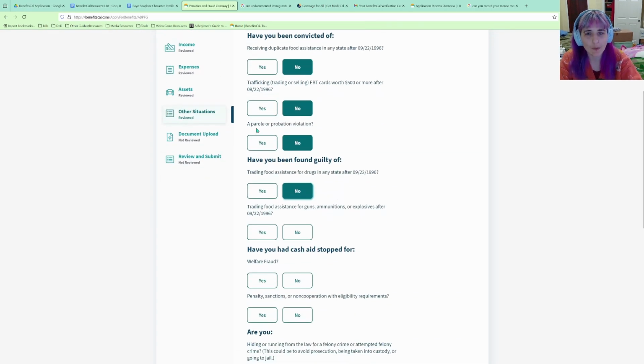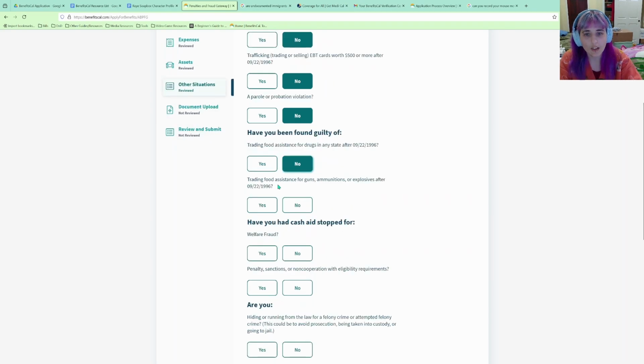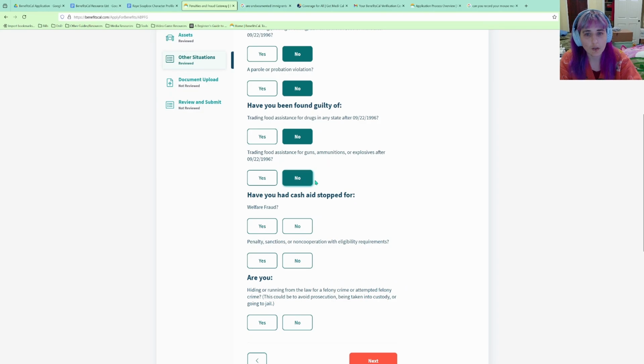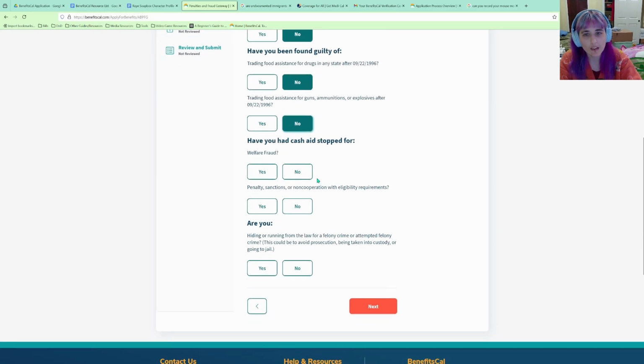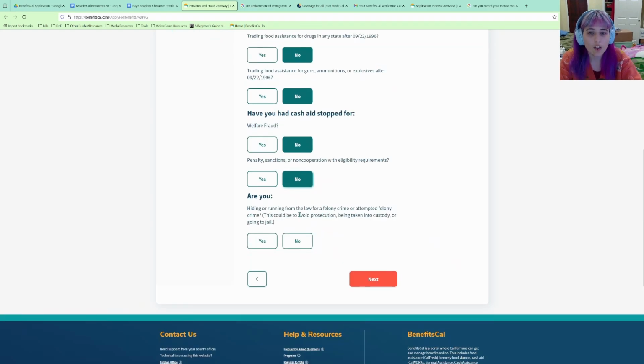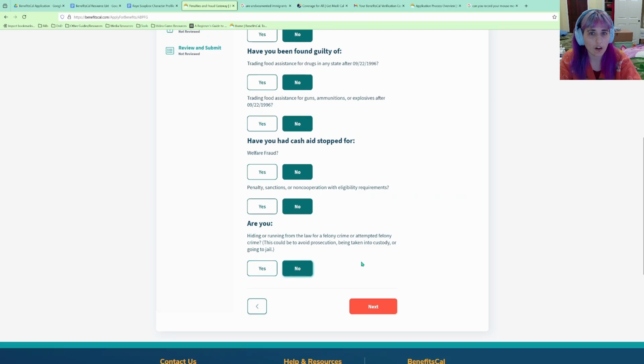Okay, anyway, have you been convicted of a parole or probation violation? Have you been found guilty of trading food assistance for drugs in any state after September 22nd, 1996? Trading food assistance for guns, ammunition, or explosives after September 22nd, 1996? Have you had cash aid stopped for welfare fraud, penalty, sanctions, or non-cooperation with eligibility requirements? Are you hiding or running from the law for a felony crime or attempted felony crime? We're going to say no to all of those.